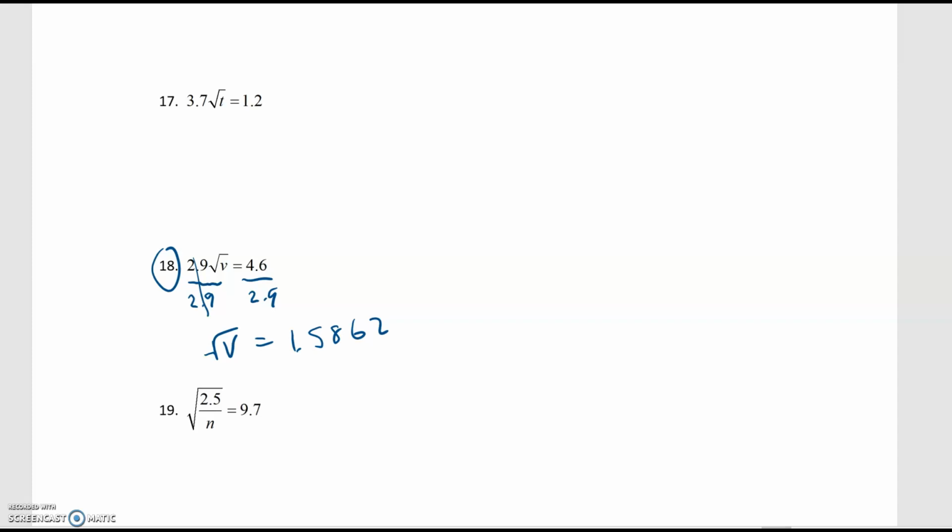So what's the opposite of square root? It's square. So you square both sides. You can put this in parentheses, put a little 2 for an exponent. The other side, same thing, put it in an exponent, and then the square root of v squared is v. The square root and square cancel, so I've got v equals, and then what's 1.5862 squared?